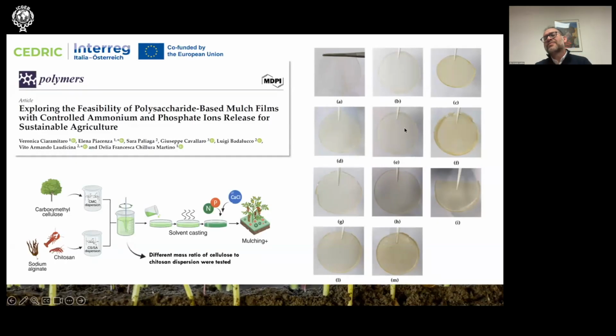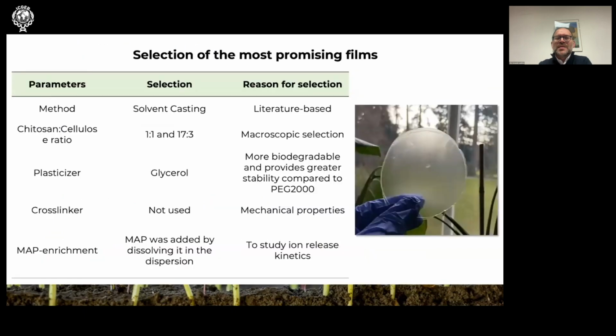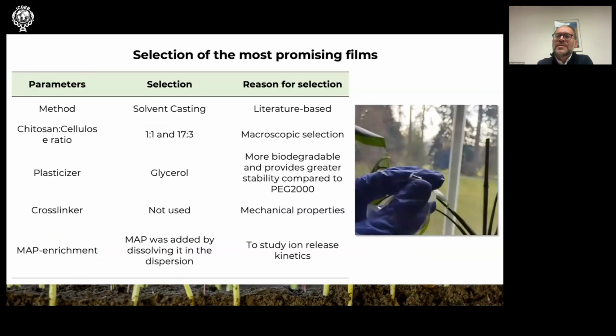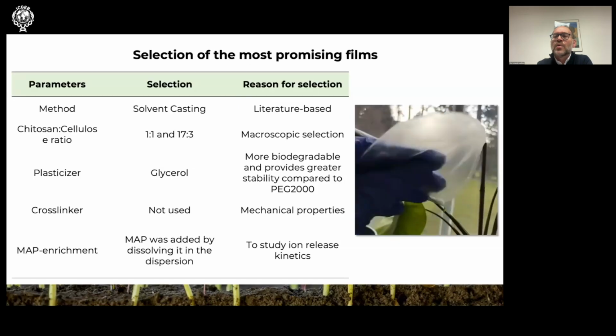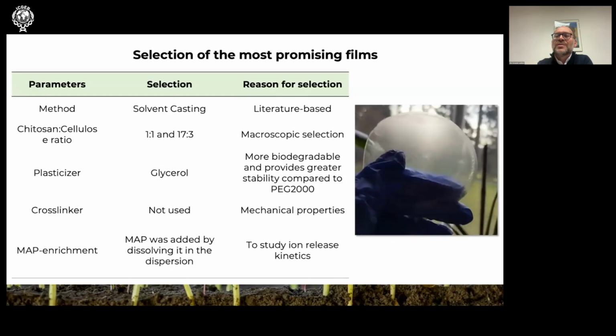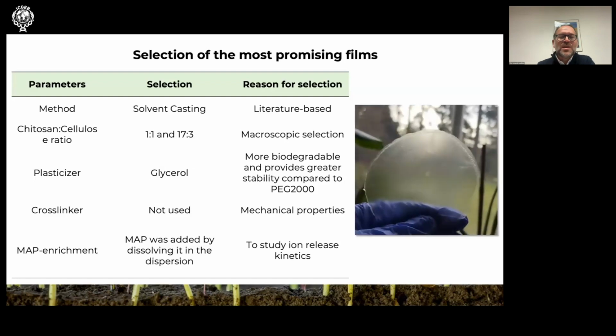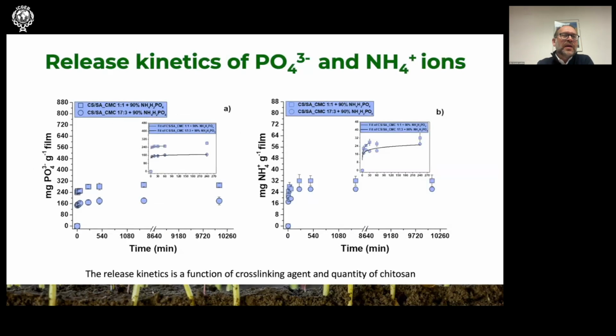As I said before, we used different ratios, and we tested these different films. You can see here on the right side of the screen our films, how easy they were to use, and very nice films. So we tested these films for different parameters. The first thing that we did was to set up an experiment to evaluate the release of phosphorus and ammonium in solution. And what we found was that the release was very, very fast.